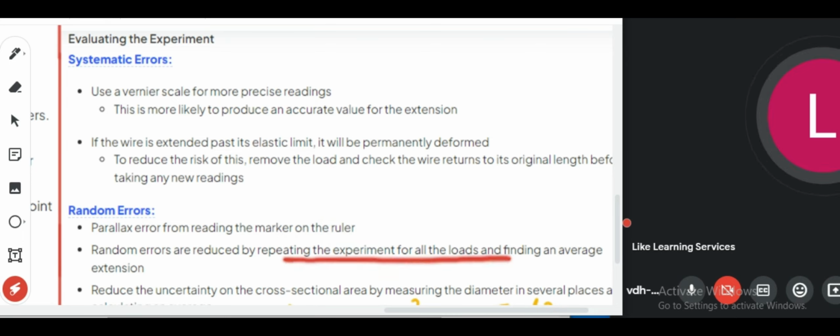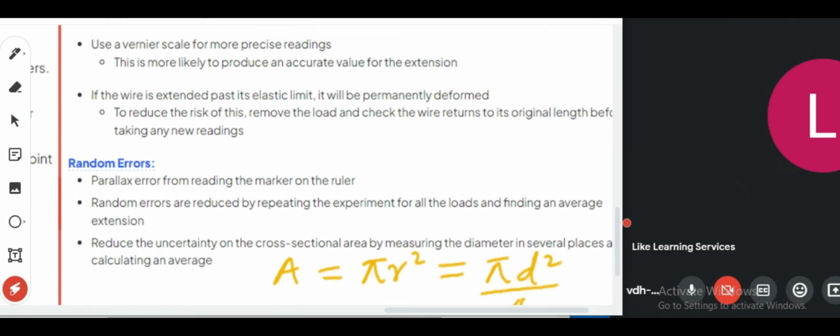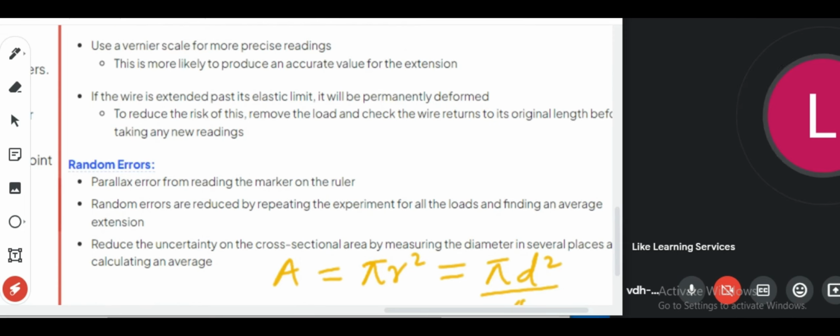And then you repeat readings for each load and calculate an average, or for each measurement of the diameter of the wire, and calculate an average before you can find the cross-sectional area. All of that is to reduce uncertainty.